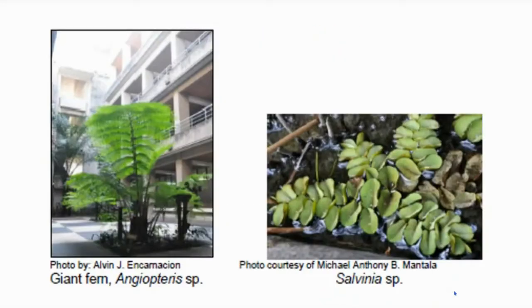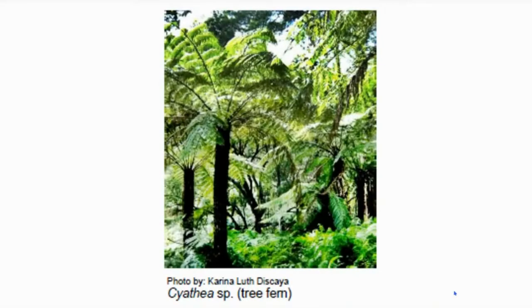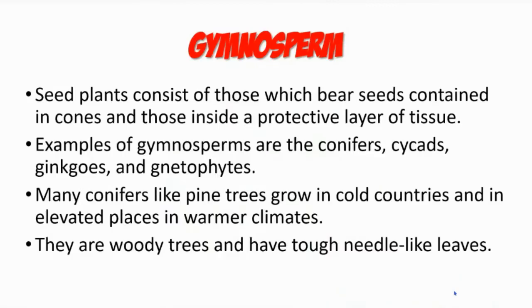So, ayan. Yan po yung mga example ng mga vascular plants. Ito pa po. So, yan po. So, seed plants consist of those which bear seeds contained in cones and those inside a protective layer of tissue. Examples of gymnosperms are the conifers, cycads, ginkgos, and gnetophytes. Many conifers like pine trees grow in cold countries and in elevated places in warmer climates. They are woody trees and have tough needle-like leaves.